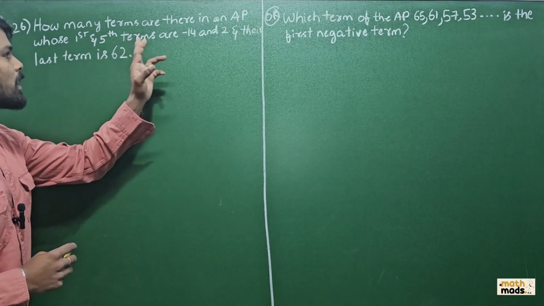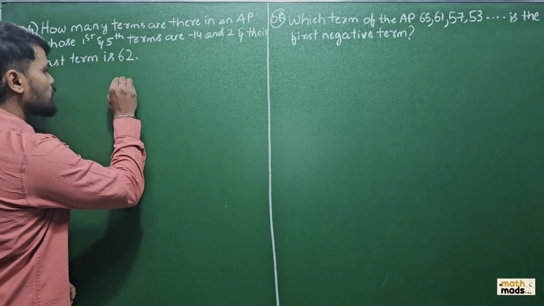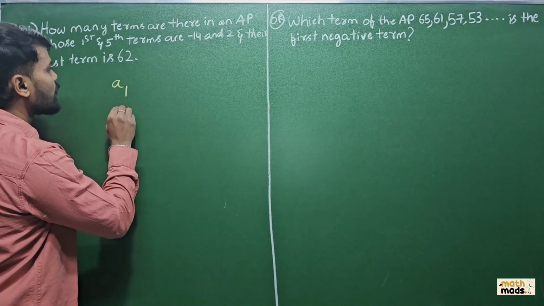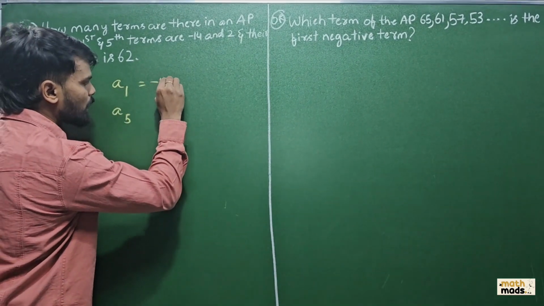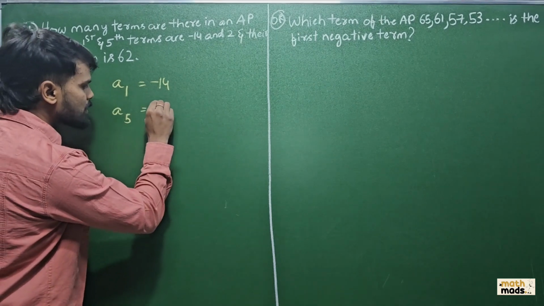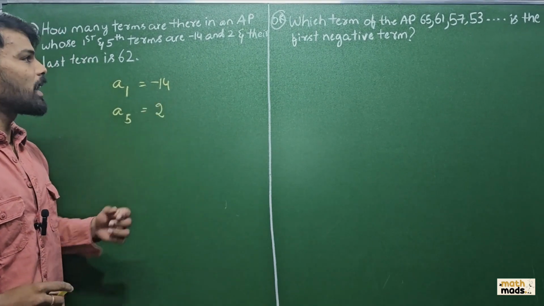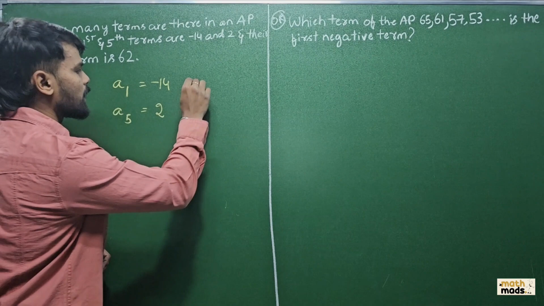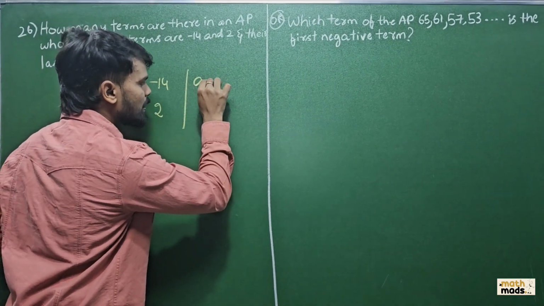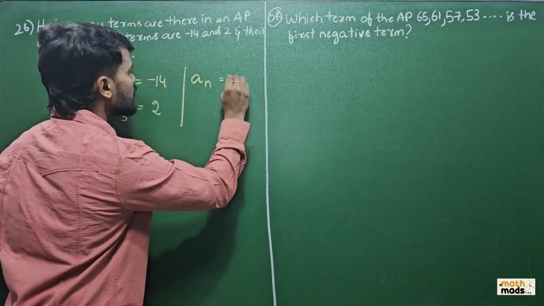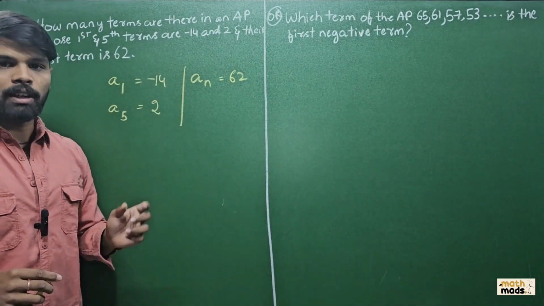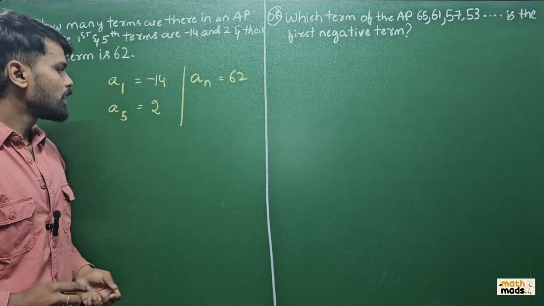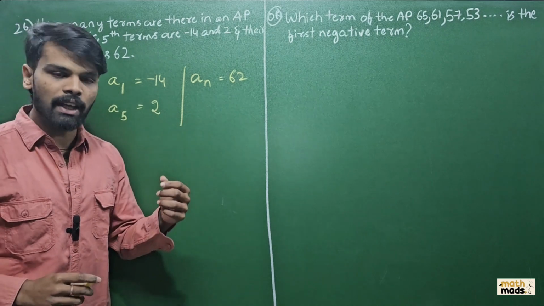First and fifth terms are minus 14 and 2. Okay, so A1 and A5 are given. A1 is minus 14 and A5 is 2. What do they want us to find? Their last term is 62. They have already given the last term, that is AN is equal to 62. They want us to find how many terms, so they want us to find N. With this given information, let us find out N.